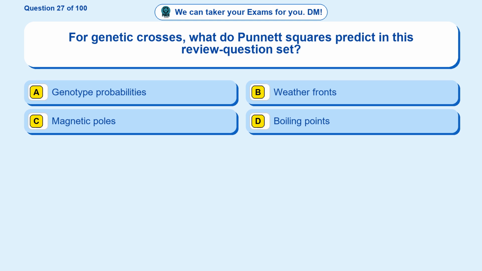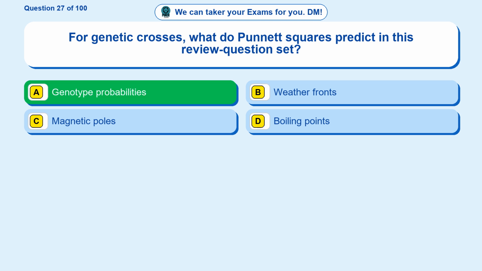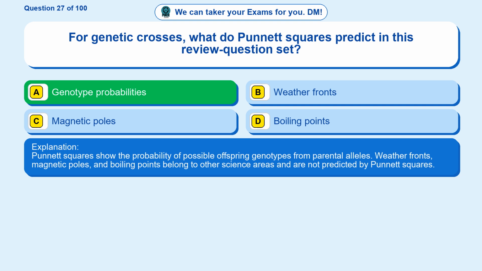Question 27. For genetic crosses, what do Punnett squares predict in this review question set? Option A, genotype probabilities. Option B, weather fronts. Option C, magnetic poles. Option D, boiling points. The correct answer is option A, genotype probabilities. Punnett squares show the probability of possible offspring genotypes from parental alleles. Weather fronts, magnetic poles, and boiling points belong to other science areas and are not predicted by Punnett squares.